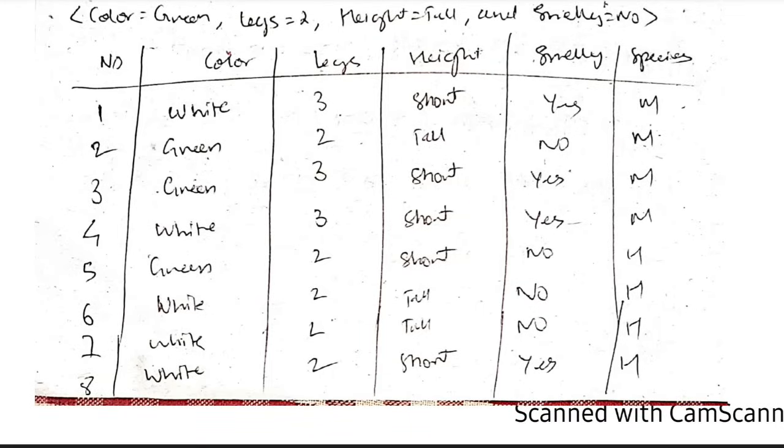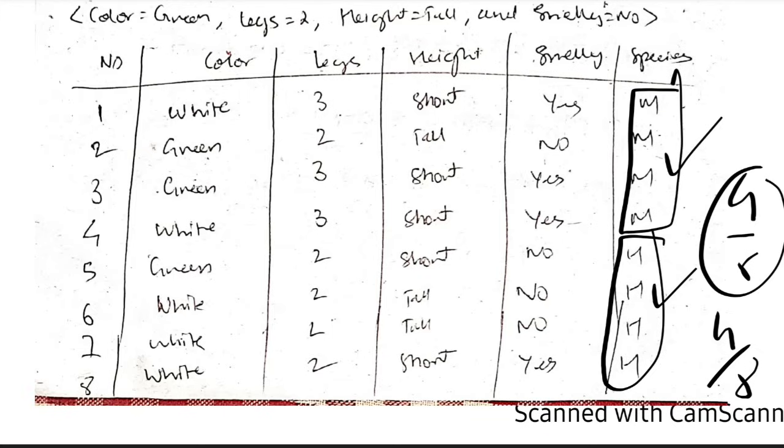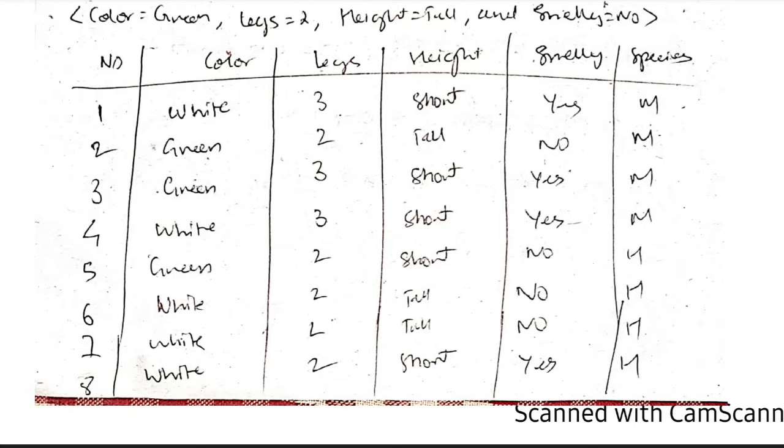Okay. Now what we will be doing is, how many M are there, how many H are there? That thing we'll be writing first. How many M are there? 4M. How many H are there? 4H. So 4 by 8 and 4 by 8. Probability of M is 4 by 8, which is 0.5. Probability of H is also same, which is 0.5. That's the first thing you will write.